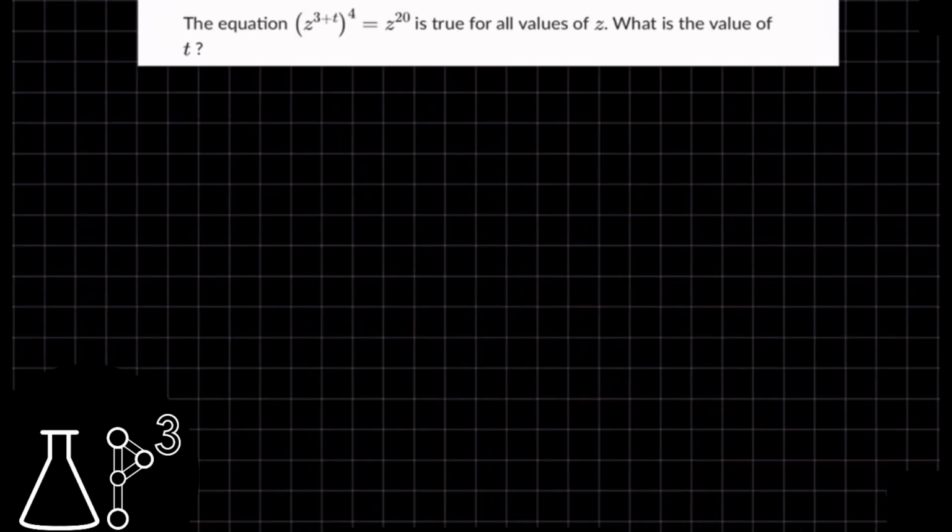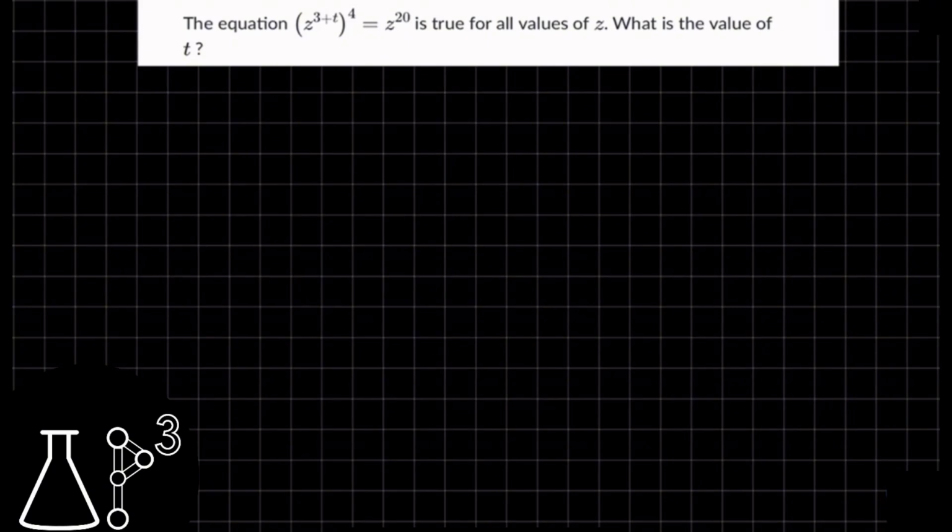Let's move on to an easier question now. The question asks the following. The equation (z to the power of 3 plus t) to the power of 4 equals z to the power of 20 is true for all values of z. What is the value of t?